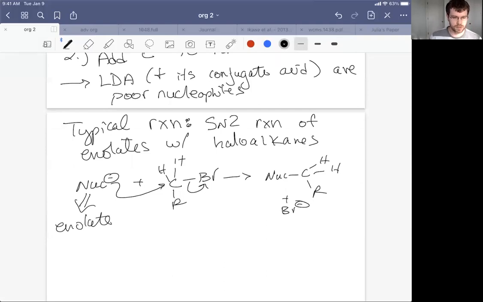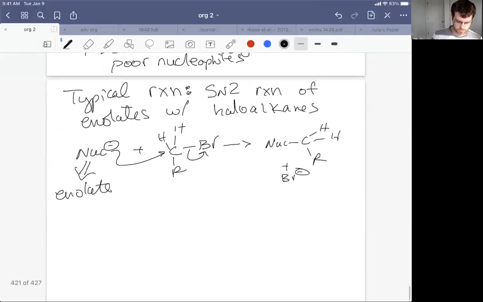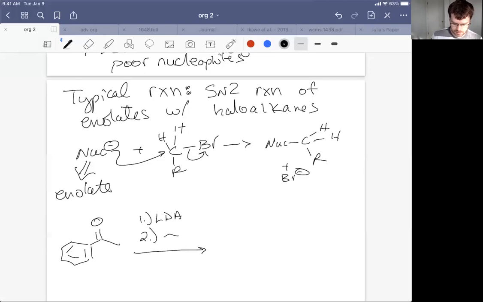Okay. So what this is going to look like is we could take a reaction. Let's take this. And I'm going to do 2 steps. In the first step, I'm going to add LDA. In the second step, I'm going to add some haloalkane. Let's make it like this, okay? I'm going to highlight some atoms. Let's pick different colors.